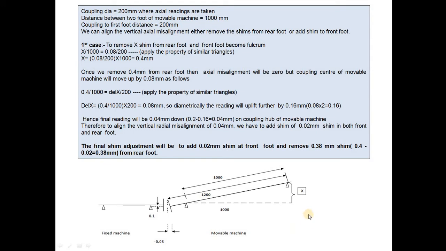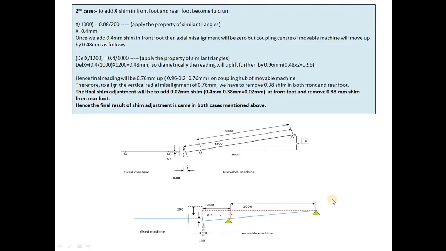100% 0-0. In the next case, you can add shim at the front foot also, but the reading will remain the same. I will give you the calculation, but the reading will remain the same.